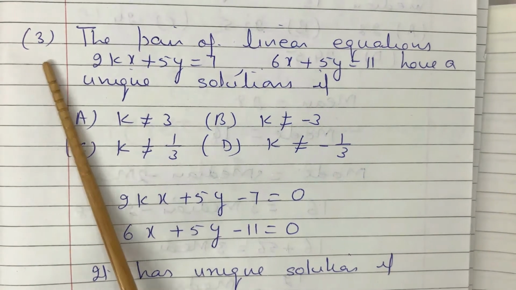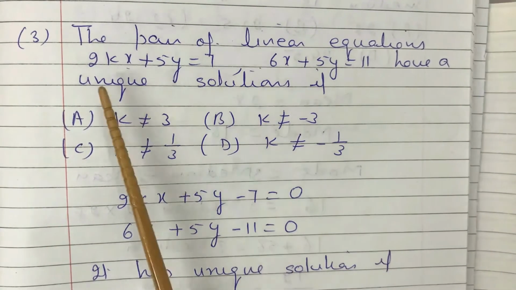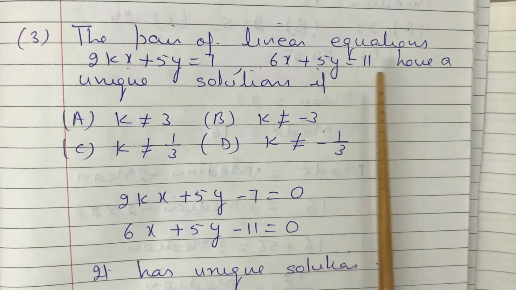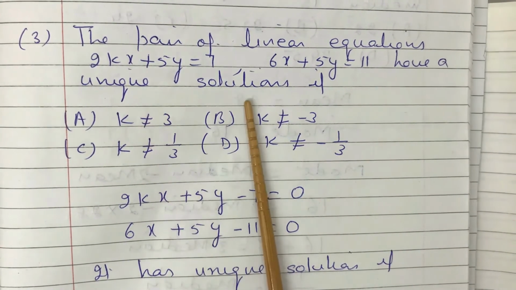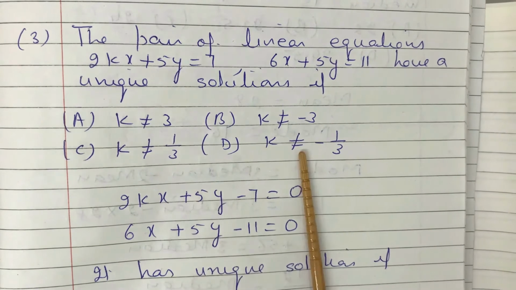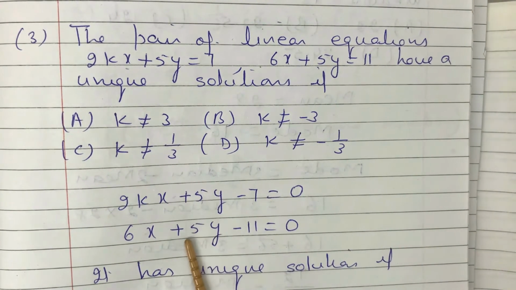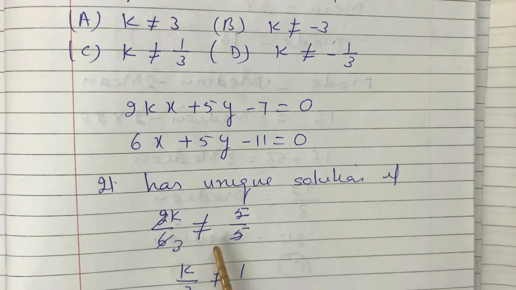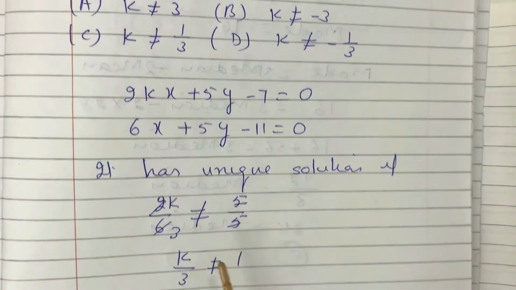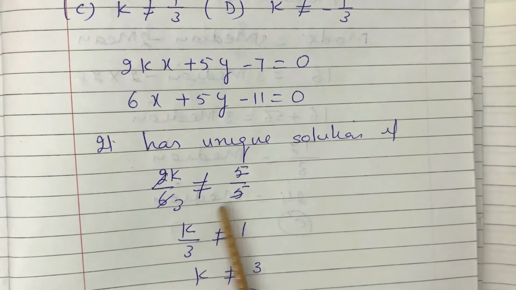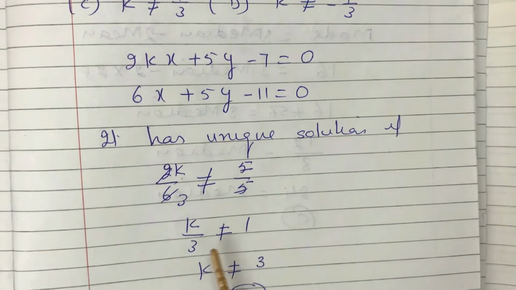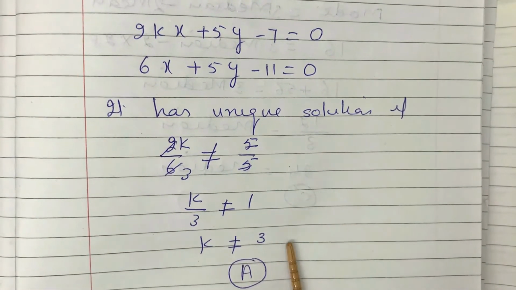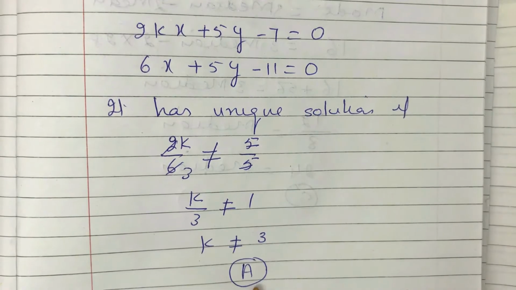Now the third question. The pair of linear equations 2kx plus 5y is equal to 7, 6x plus 5y is equal to 11 have a unique solution if. There are 4 options. Now these are 2 equations. It has a unique solution if a1 by a2 is not equal to b1 by b2. It means 2k by 6 is not equal to 5 by 5. That is k by 3 is not equal to 1. So k is not equal to 3. That is A is the option.